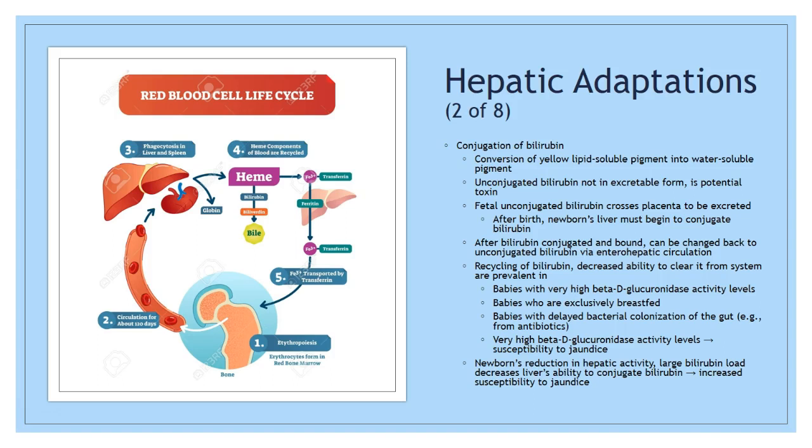So unconjugated bilirubin in the fetus is excreted through the placenta. The placenta does that job for a fetus. But after birth, the newborn's liver has got to learn how to do this, learn how to conjugate it and get rid of it. After a bilirubin is conjugated and bound back together, it can be changed back to unconjugated bilirubin, and that happens through a certain type of circulation in the liver.